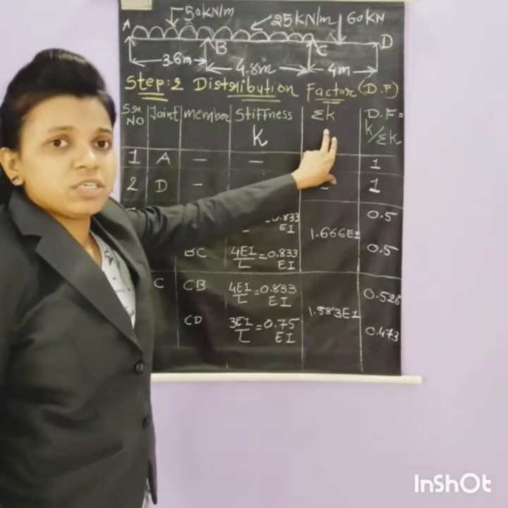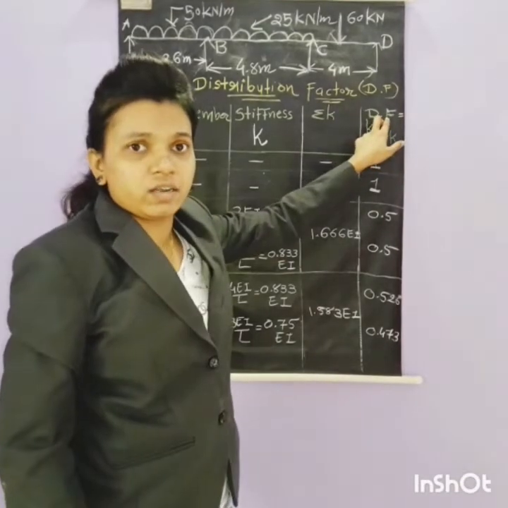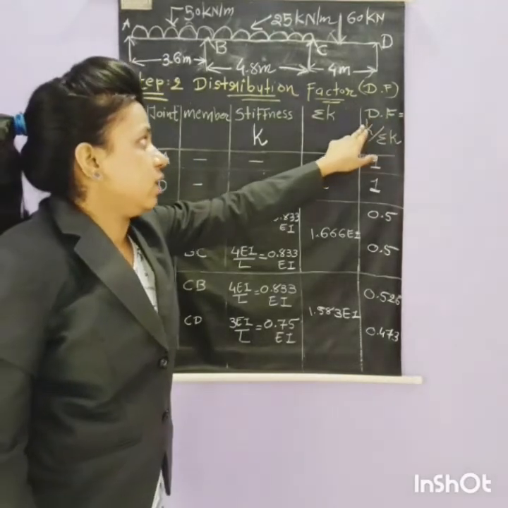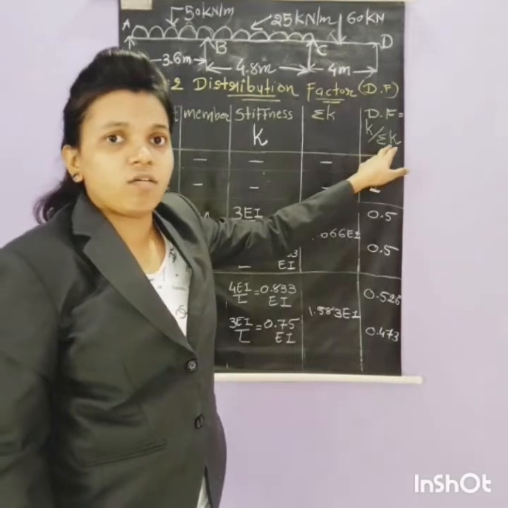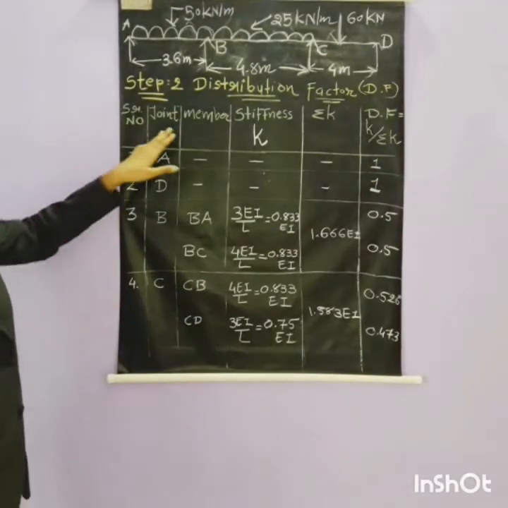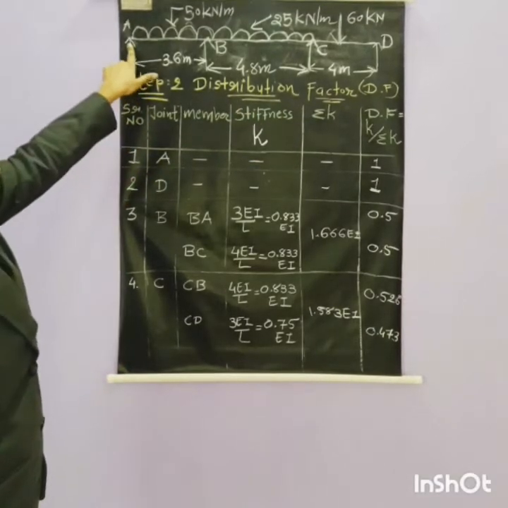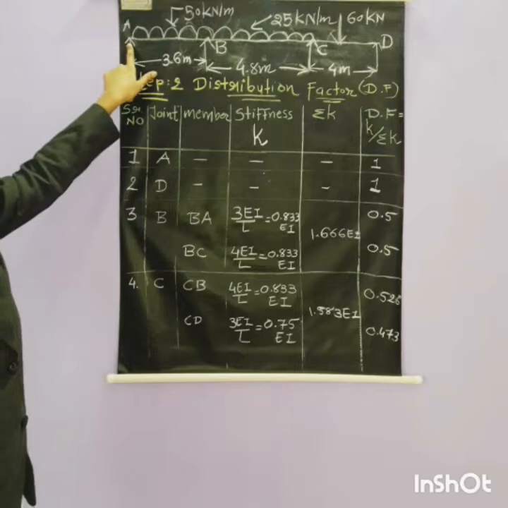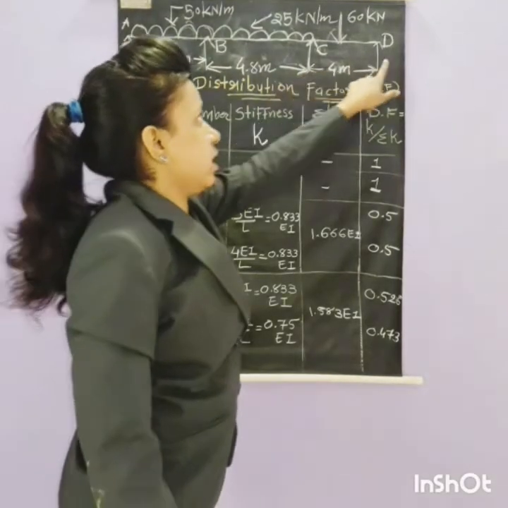Next is summation of K, and last is distribution factor, which is calculated by stiffness divided by summation of all the members' stiffness. Find out the distribution factor. The joints are, you can see here, the 4 joints: joint A, joint B, joint C and joint D.